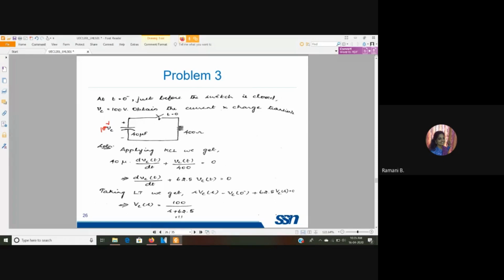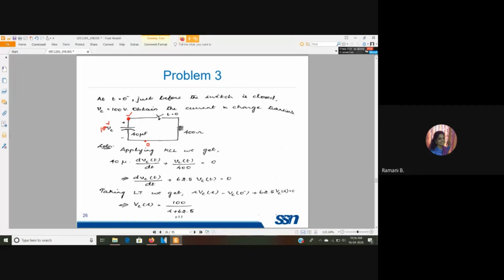That is, you are to find I of t and Q of t. So here with the RC circuit, as I said, for easier value, we consider this to be the node point. Let this be 0. So applying KCL at this particular node, as the voltage is considered to be VC, we take it as 40 micro into dVC by dt plus VC by 400 equal to 0.